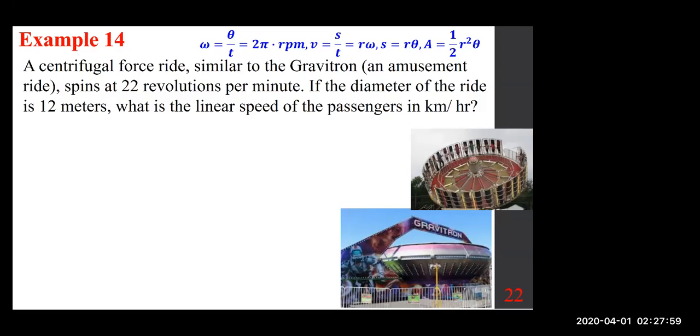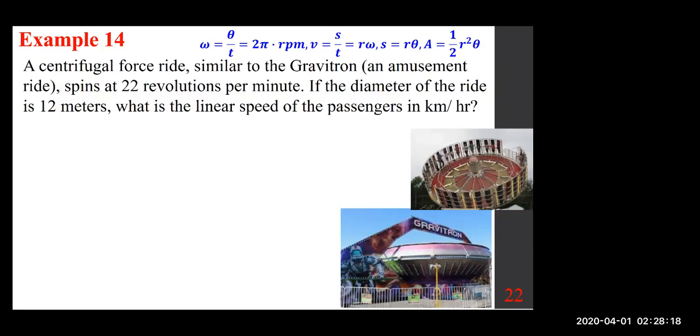A centrifugal force ride, similar to the gravitron on amusement ride, spins at 22 revolutions per minute. If the diameter of the ride is 12 meters, what is the linear speed of the passengers in kilometers per hour? Thank you so much.